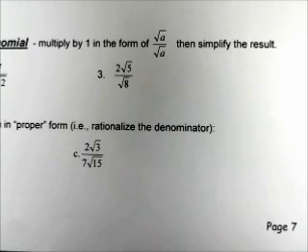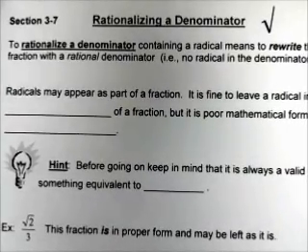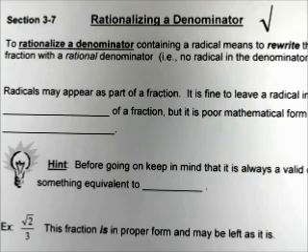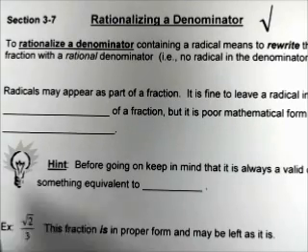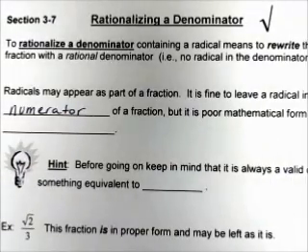Today we are on page 7 of our Chapter 3 notes packet, section 3.7, which is rationalizing a denominator. To rationalize a denominator containing a radical means to rewrite the fraction as an equivalent fraction with a rational denominator. That is, there's no radical in the denominator. Radicals may appear as part of a fraction. It is fine to leave a radical in the numerator of a fraction, but it is poor mathematical form to leave a radical in the denominator.